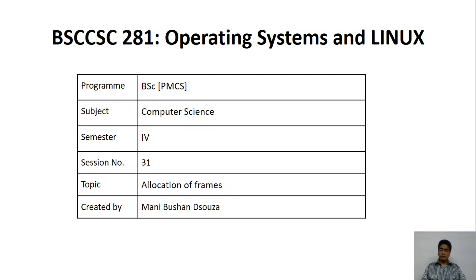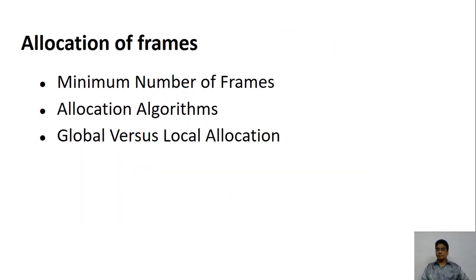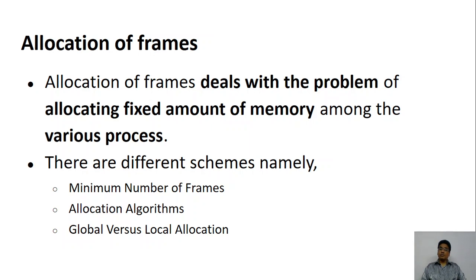I'm Manibhushan D'Souza, and in today's class we are going to look at allocations of a frame. So we are going to see what is the minimum number of frames that are required to be allocated to a particular process, and the two allocation algorithms, that is the way in which we can allocate the frames to the process, as well as the difference between the global as well as local allocation scheme. So let's look at the allocations of frame.